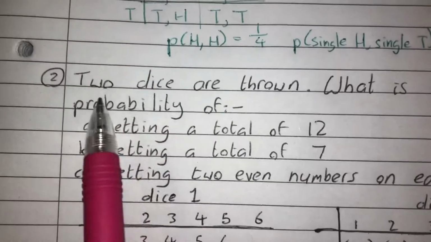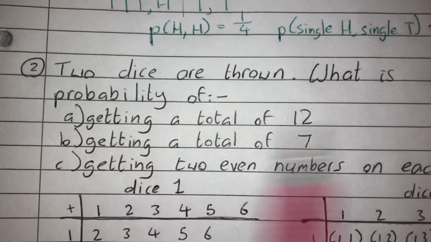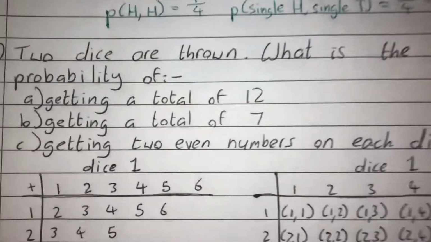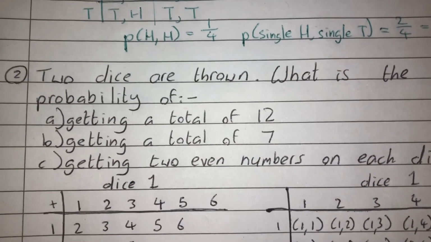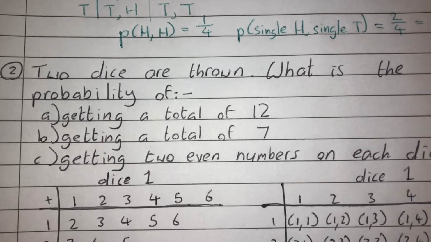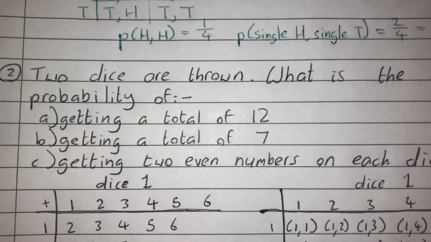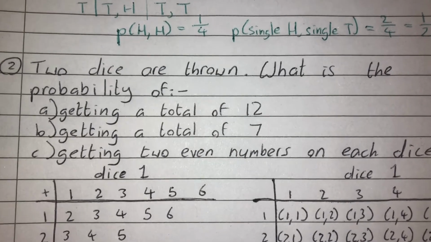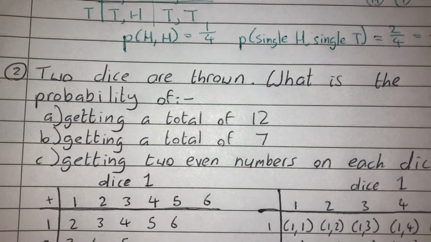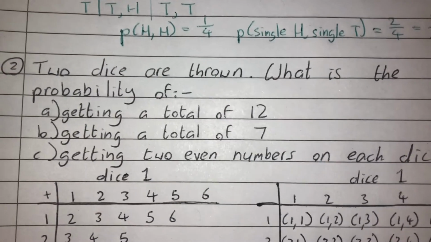So 2 dice are thrown. What's the probability of getting a total of 12? If we think of the outcomes alone, if we were to roll 2 dice, the smallest outcome is if you were to get 2 1s, and 2 1s added together gives us 2. So the smallest outcome is a 2. The largest outcome is if we were to get 2 6s, which would be 12.